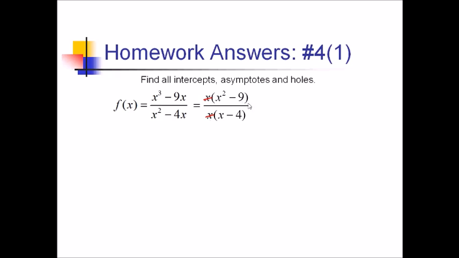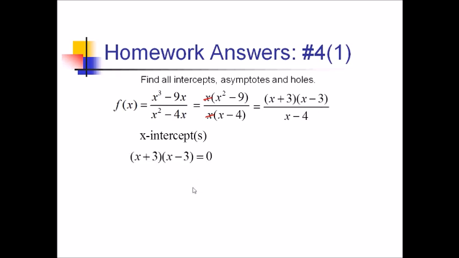And factoring things a little further, I've got an x plus 3 and an x minus 3 up top, and still an x minus 4 on the bottom. Okay, so let's find the x-intercepts. We're going to set the numerator, the simplified numerator, equal to 0. So that gives us negative and positive 3. And again, we're using the numerator that's been simplified.